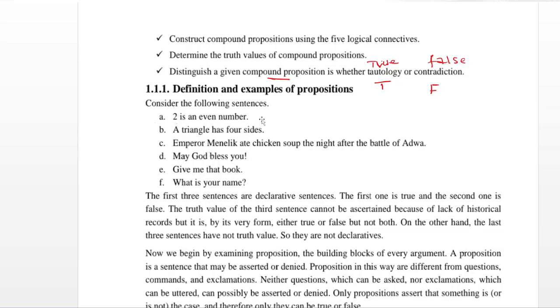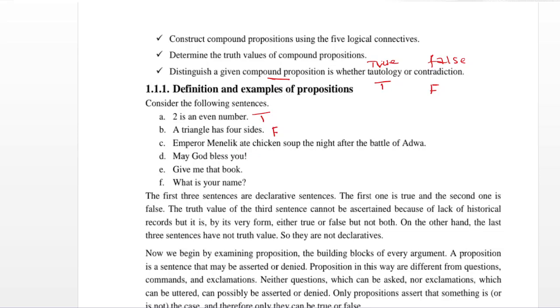So 2 is an even number. This is a proposition. Nice. 2 is an even number. Okay. This is a proposition. True. Okay. A triangle has 4 sides. Does a triangle have 4 sides? No. It does not have four sides. So what's the answer? False. So it is a proposition. Since we can say false, it is a proposition.